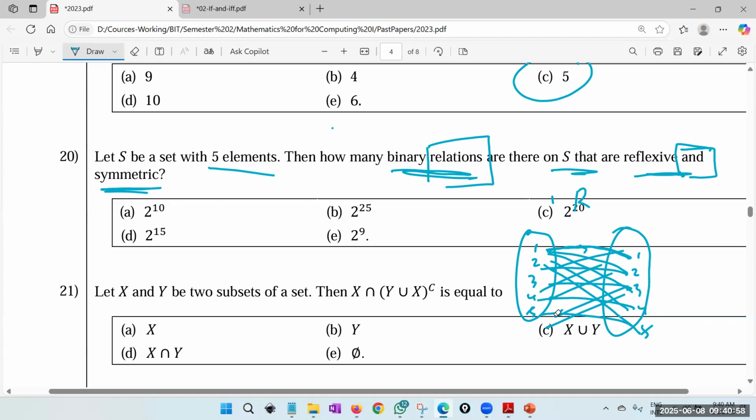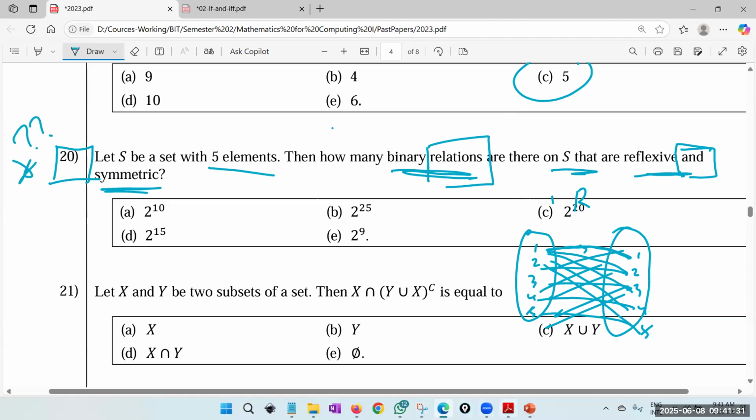Is the question about equivalence relations? No, it's not talking about equivalence relations. It's only talking about reflexive and symmetric, because if it is equivalence, it must be transitive also. I'm not very sure about that. Let's keep that open for the time being.